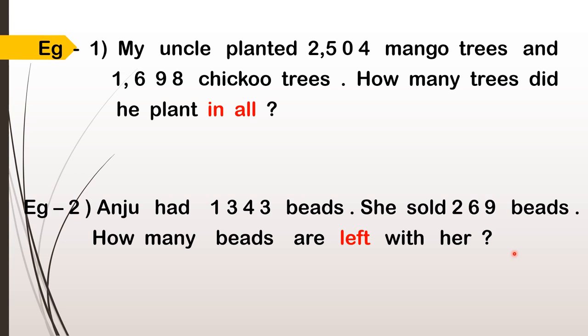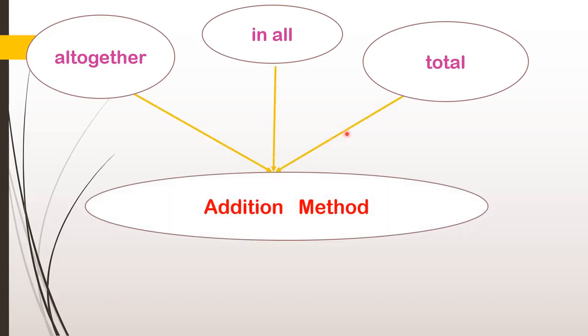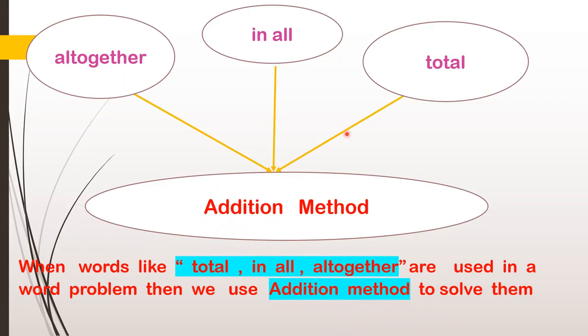So before we solve this problem, let us pick out some words which will help you to solve the sum. The words: in all, altogether, total. Now in a word problem, children, if you come across these words at the end of the problem, then you have to carry out the addition method. After writing the statement, you have to add them to find the answer.